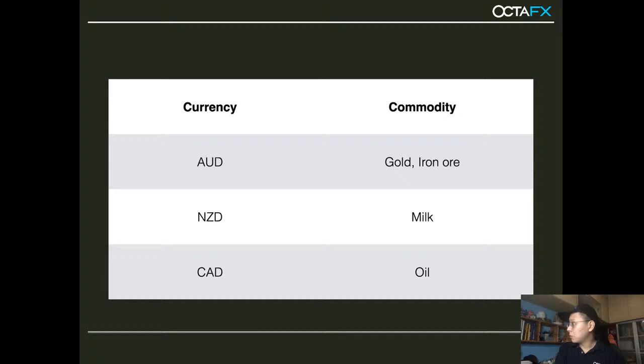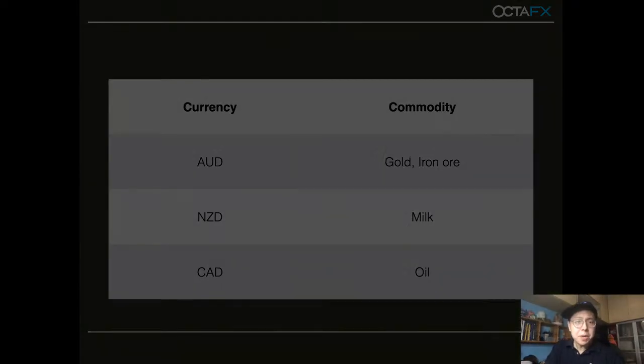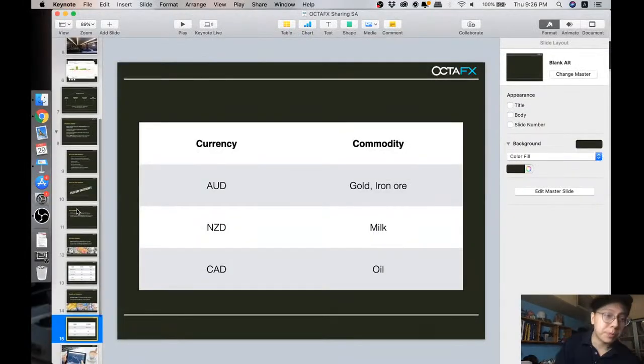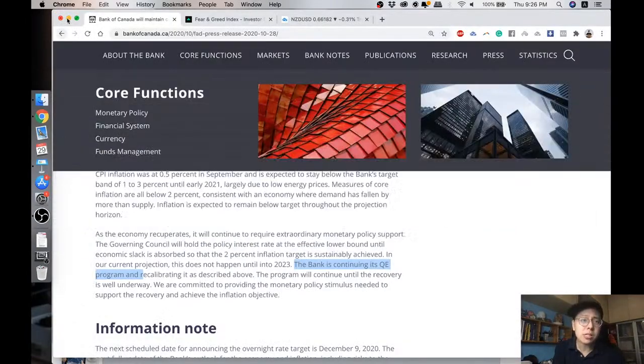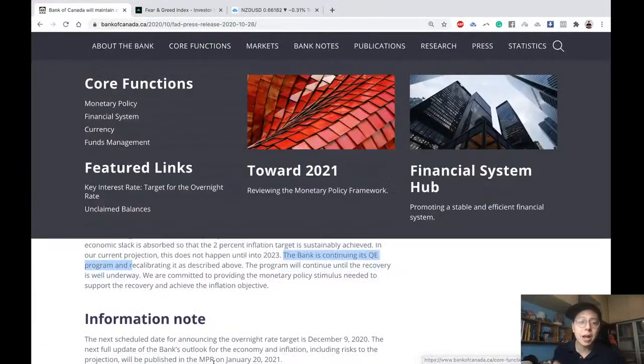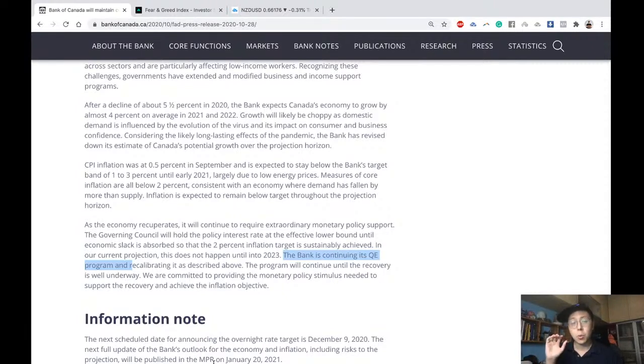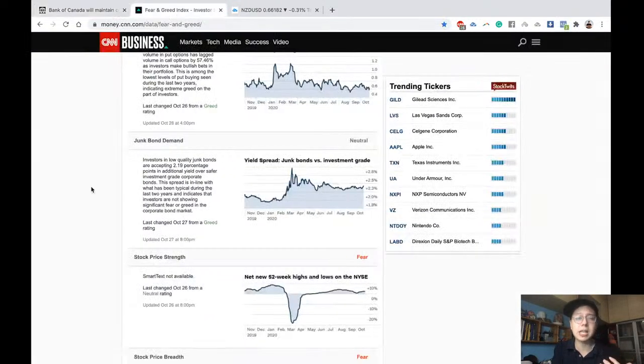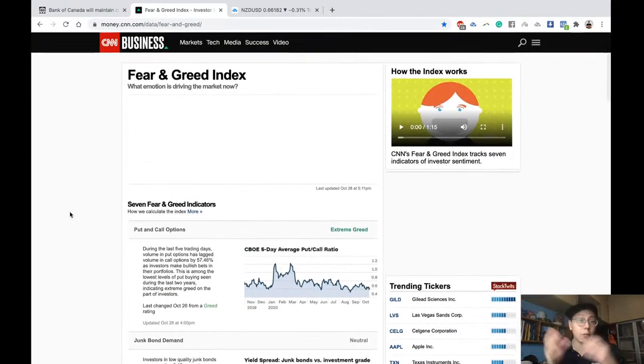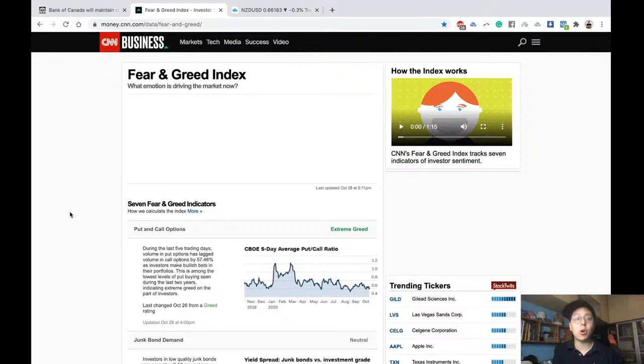Now let me put this into perspective. Some of you might be asking, how do I know whether we are in a risk on or risk off environment? There's a very good and clear website from money.cnn.com. It's public, which means all of you can access it. All you need to do is Google Fear and Greed Index and search for the website called money.cnn.com.